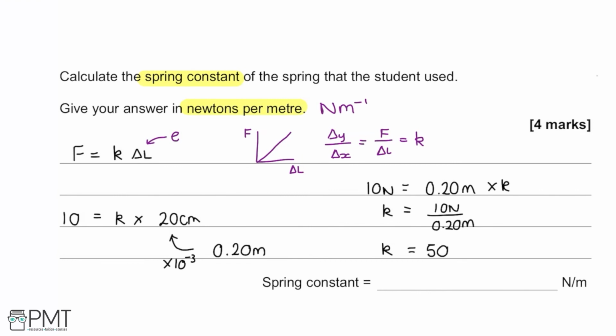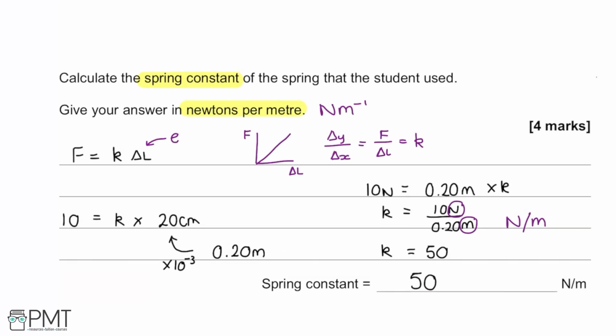So then I can just check the units here. We have newtons divided by metres, so that's going to be newtons per metre, which is, of course, the unit that we're looking for in this question. So our conversions have worked, and the answer for the spring constant is going to be 50. So then the marks here are distributed like so. Firstly, for converting the centimetres into metres, and then substituting our values into the equation, doing the division to find k, and then calculating the correct value of k, which is 50.